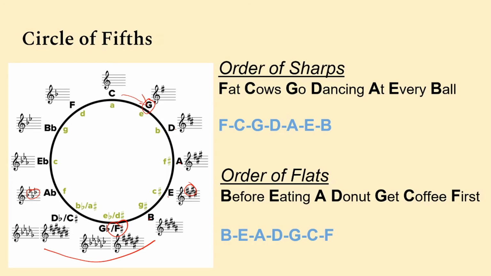The letters in green are the relative minors to the major keys. For example, F minor is the relative minor of A flat major, which means they both have the same key signature.